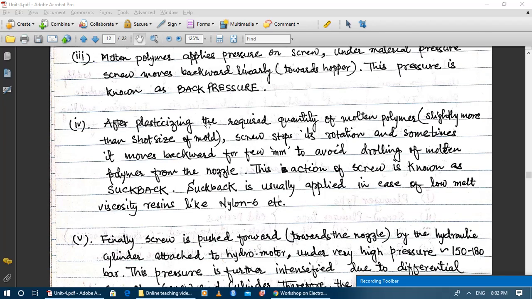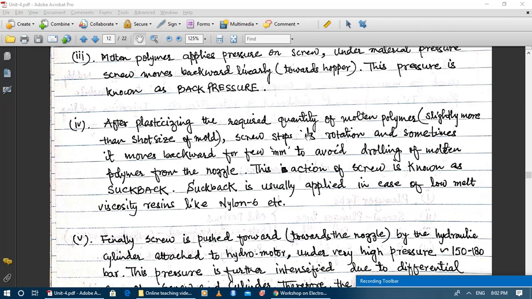After plasticizing the required quantity of molten polymer, slightly more than the shot size of the mold. Shot size of the mold means the volumetric capacity of the cavity along with the runner and sprue system. So we have to plasticize the melt slightly more than the shot size of the mold.